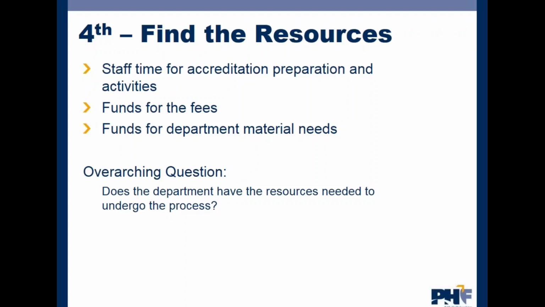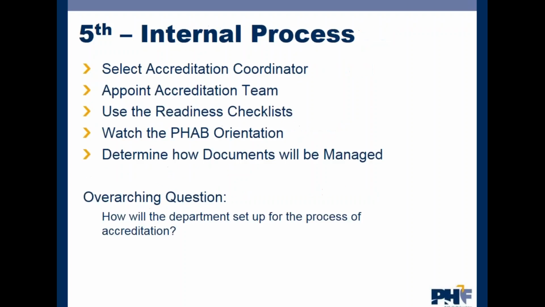Also, technical assistance from outside the health department can help you in defining areas that you can seek, as well as helping you through any parts of these steps. Setting up an internal structure to go through the process is another part of preparation. As we mentioned earlier, the health department will select a coordinator to lead the process and be the liaison with PHAB. PHAB recommends an accreditation team to help the coordinator and hopefully serve as champions in the department.